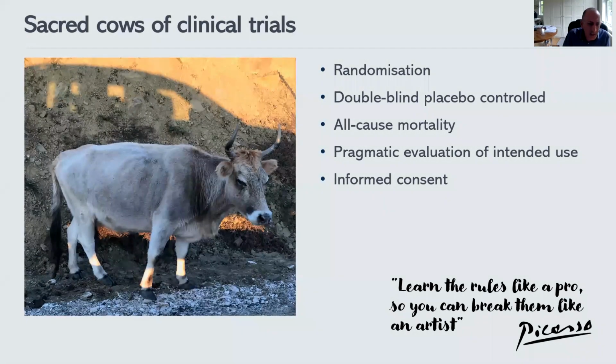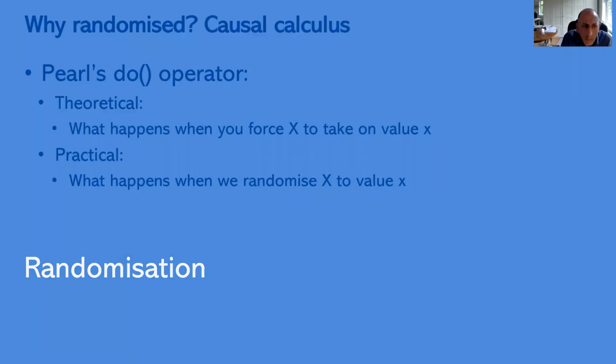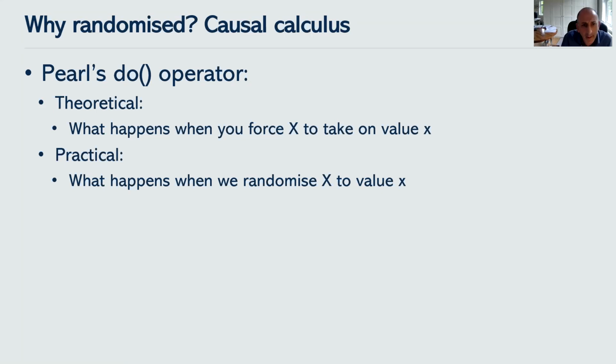So I'll start with randomization. And why do we randomize? Randomization goes back much further, but the essence of it is in order to be able to infer causality. And if we look at Judea Pearl's do operator, the theory is that he wants to know what happens when you force X to take on the value x. So when you force the treatment to be a particular treatment. And how do we force that? Because if we observe it in the general population, the problem is that the people who take a particular treatment may be sicker or healthier than the people who take a different treatment. So we randomize people to different treatments.